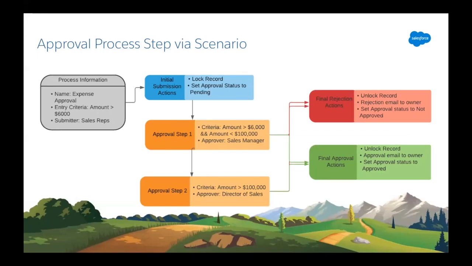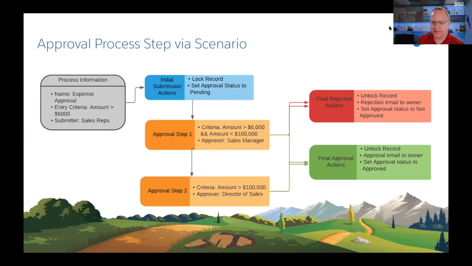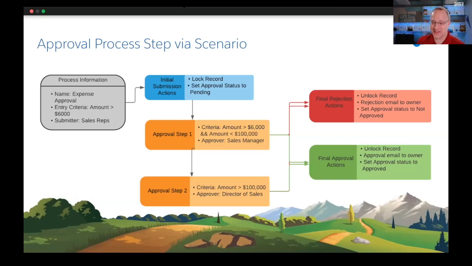Any feedback on my solution for the scenario? Is there anything that you guys would have done differently? Not that I see from here. Yeah, the only thing I see, and it's not even a real issue, is you wouldn't need an amount greater than 6,000 on step one if that's your entry criteria. But again, it's kind of irrelevant. Otherwise, yeah, that looks pretty simple.